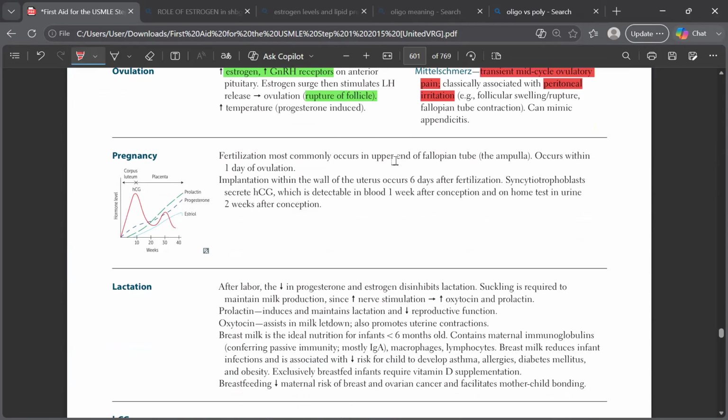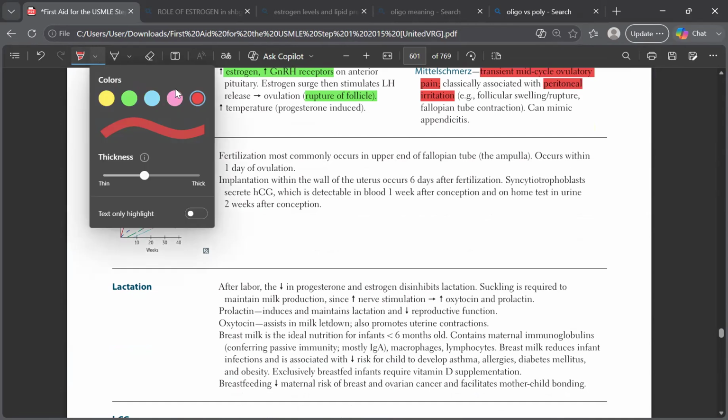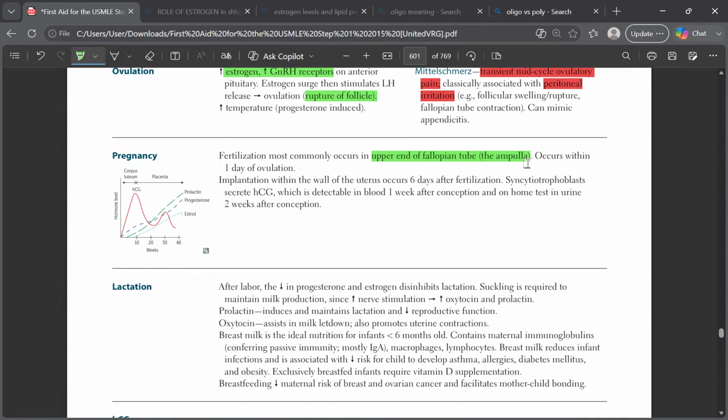Fertilization most commonly occurs in the upper end of the fallopian tube, which is also known as the ampulla, and it occurs within 1 day of ovulation. Implantation within the wall of the uterus occurs 6 days after fertilization, and that stage is called blastocyst. Syncytiotrophoblasts secrete human chorionic gonadotropin, which is detectable in blood 1 week after conception, and on a home test in urine 2 weeks after conception. So home test 2 weeks in the urine and 1 week in the blood.